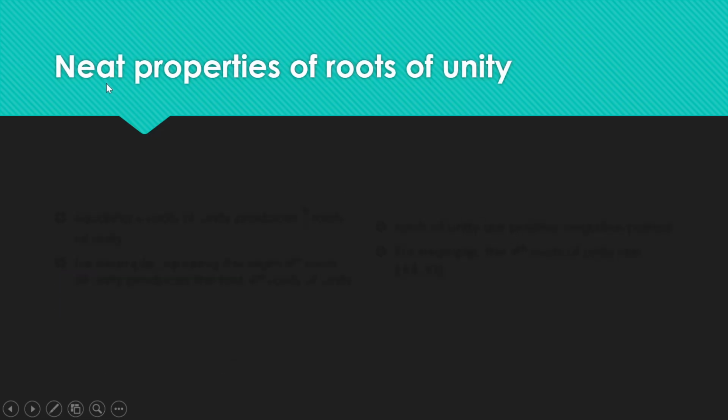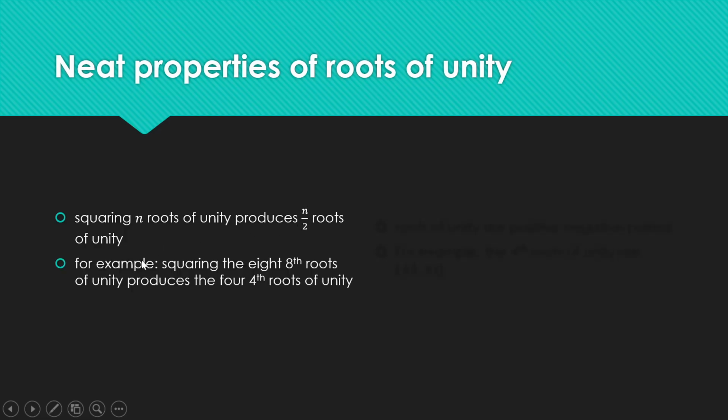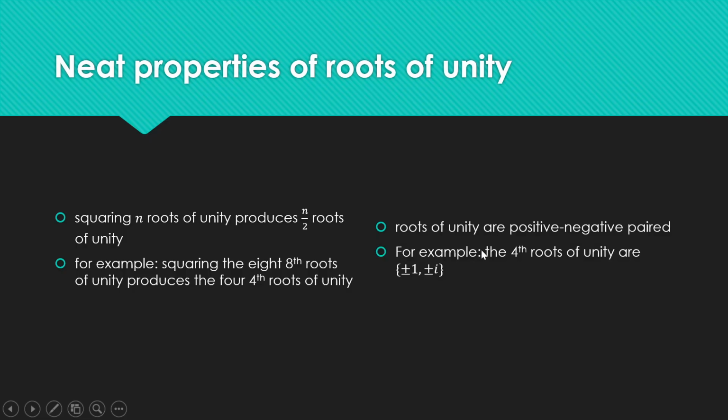Here are the neat properties of roots of unity that make them amenable for the divide and conquer strategy of FFT. Squaring the nth roots of unity produces half of them, the n over 2 roots of unity. For example, squaring the 8th roots of unity produces the 4th roots of unity. Roots of unity are positive-negative paired, so this helps with the reduction of computation. For example, from our motivating example earlier, the 4th roots of unity are plus minus 1 and plus minus i.